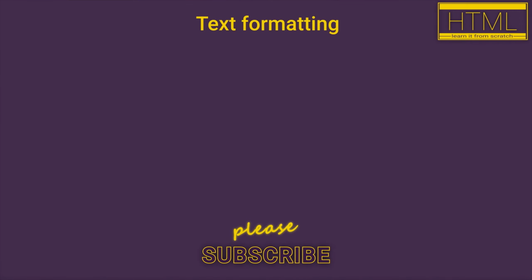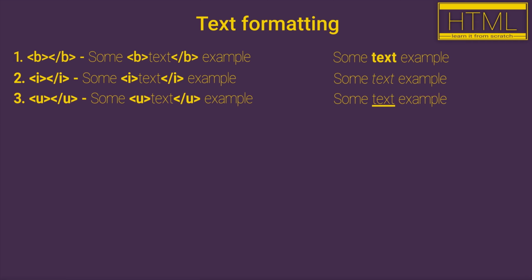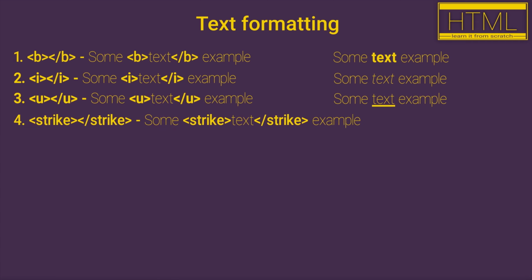Let's cover some text formatting elements. What is the bold or B HTML element? It creates bold text. The I element creates italic text. The U element creates underlined text. The strike element creates strikethrough text.